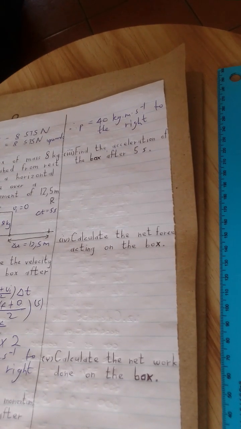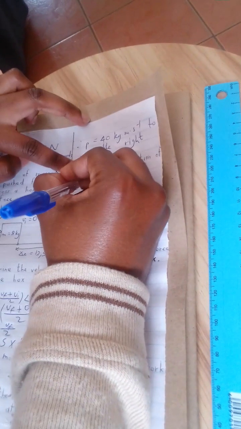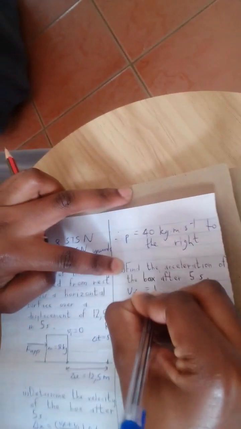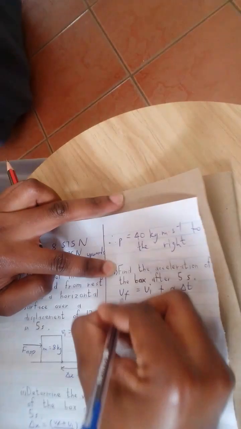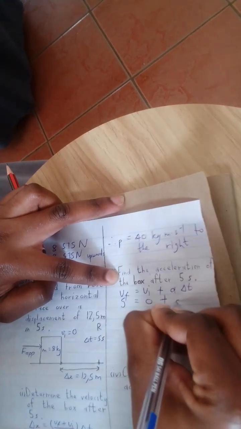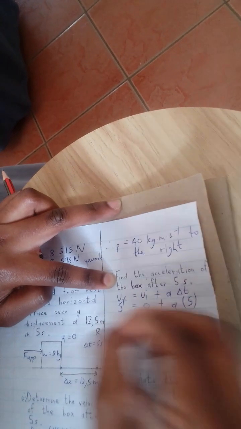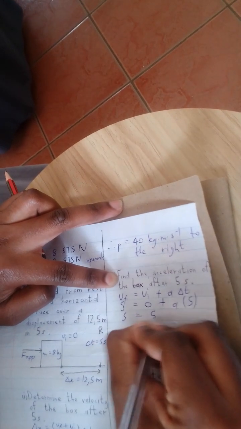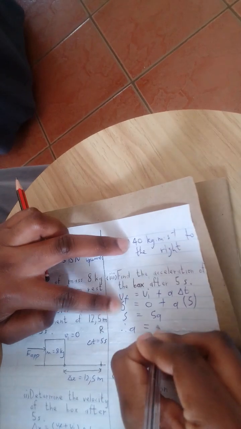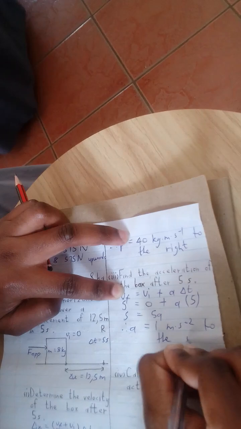Roman numeral number 3 states, find the acceleration of the box after 5 seconds. Once more, let's use Vf is equal to Vi plus a delta t. Vf we calculated to be 5, Vi is 0, delta t is 5. So 5 is 0 plus 5a, which is 5a. Acceleration is 1 meter per second squared to the right. I hope that makes sense.